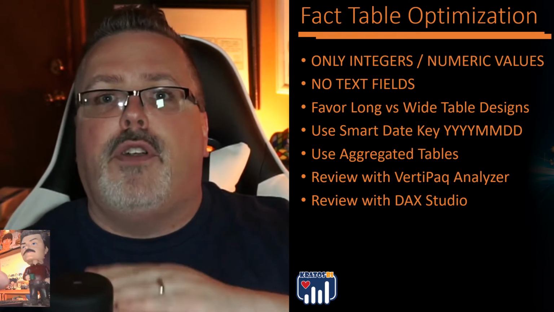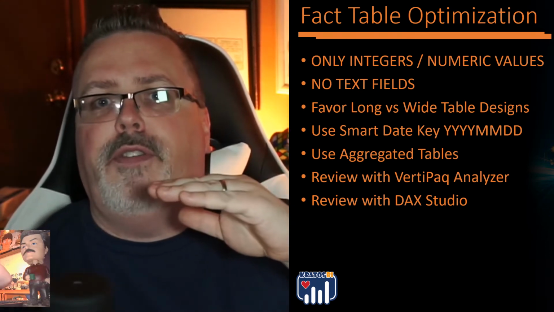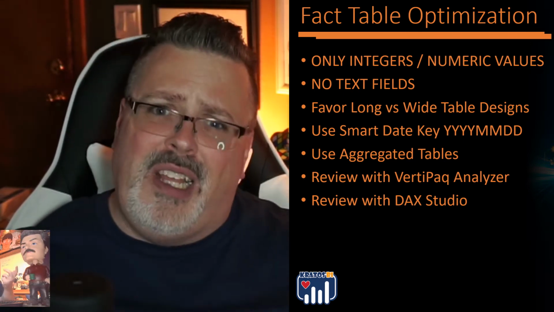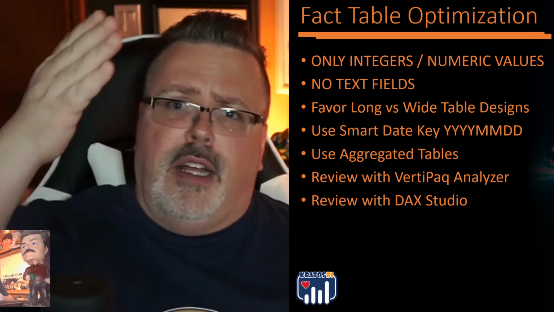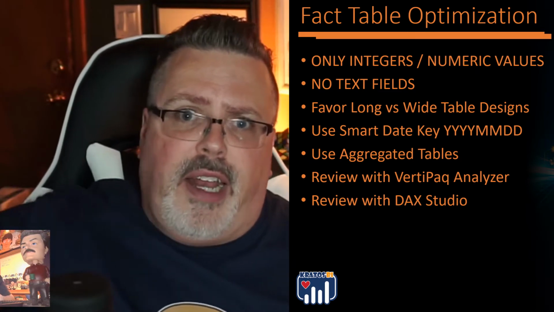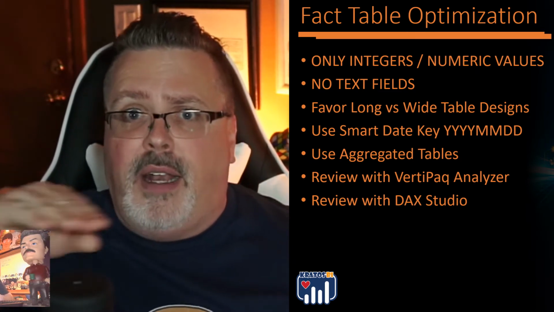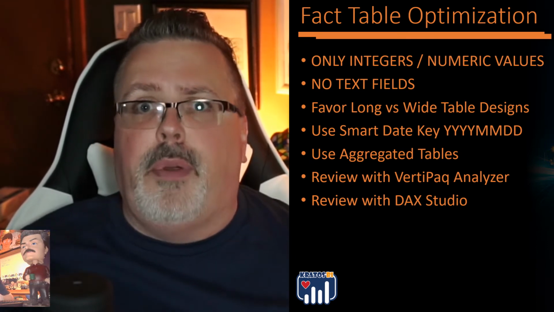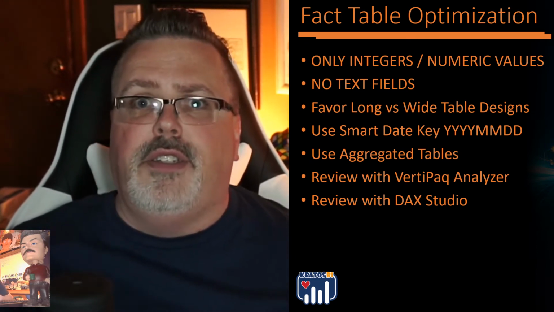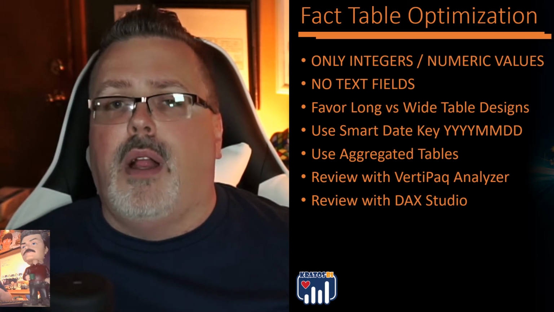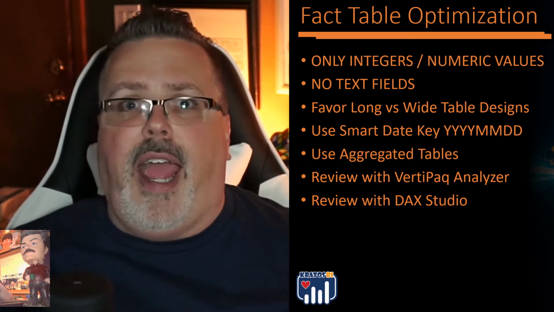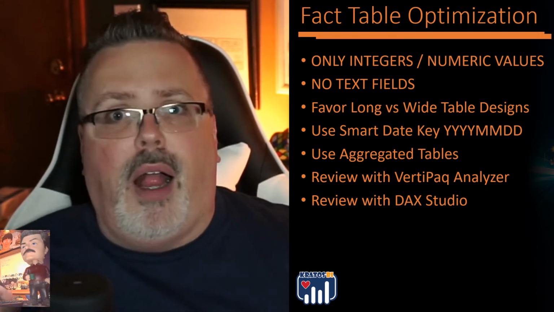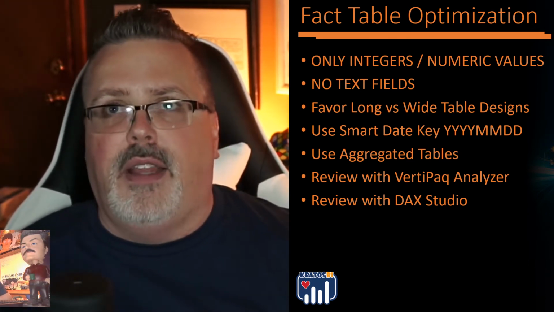Also, favor going long with your fields or your table versus going wide. Chris, what the heck are you talking about? What do you mean long versus wide, right? Don't have many different columns that you're adding up. Instead of doing that, add those columns in as a different measure type that you can just always add into your fact table. That makes it really easy to add in additional units, additional measures.